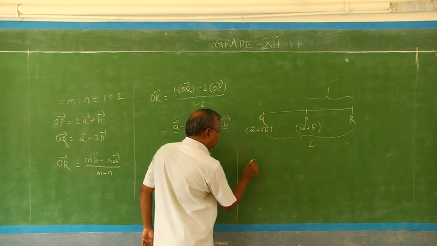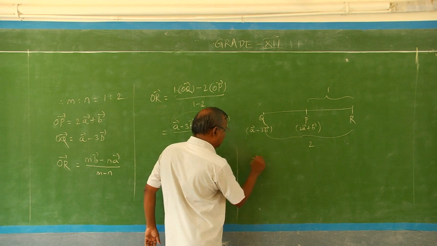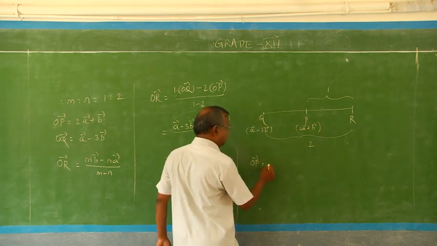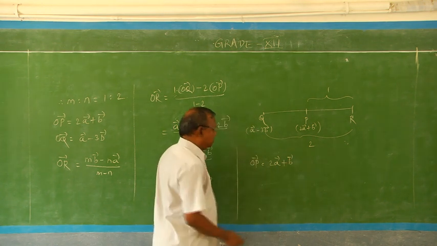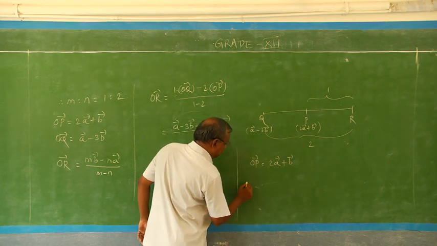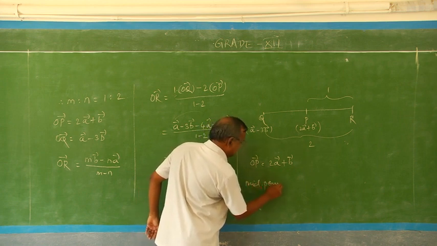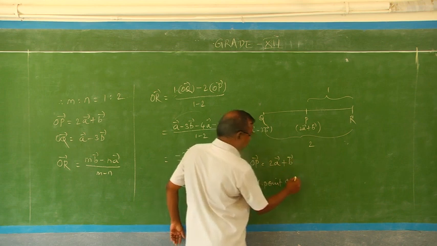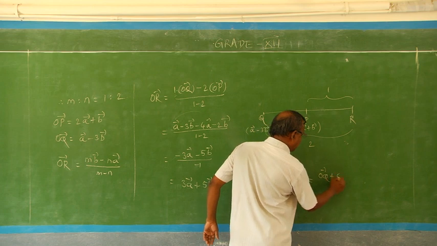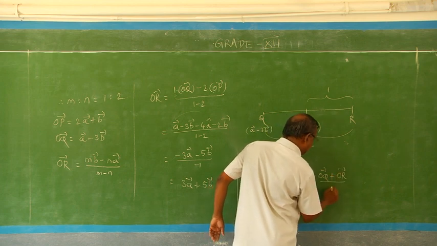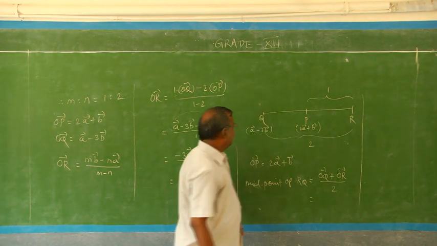Now we need to prove P is the midpoint of QR. The position vector of P means OP vector, equal to 2a vector plus b vector. And the midpoint formula: midpoint of QR or RQ is equal to OQ vector plus OR vector divided by 2.